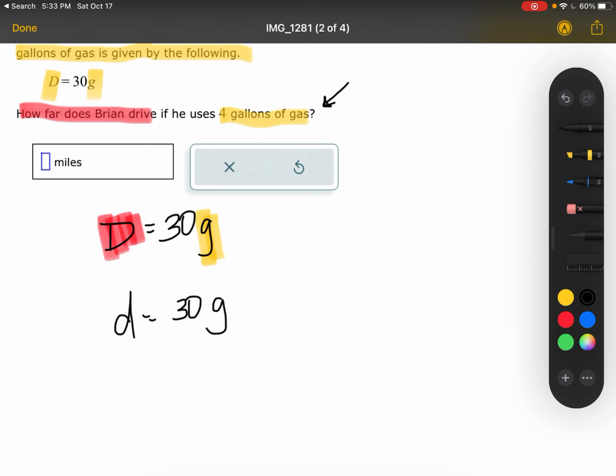30G. But it tells you how many gallons of gas you have. In this scenario, G equals 4. So 30 times 4 is D. So that is 120. So you're just going to put that in there.